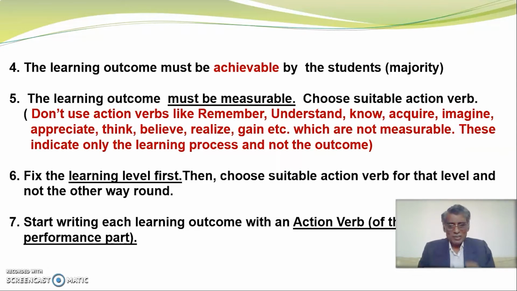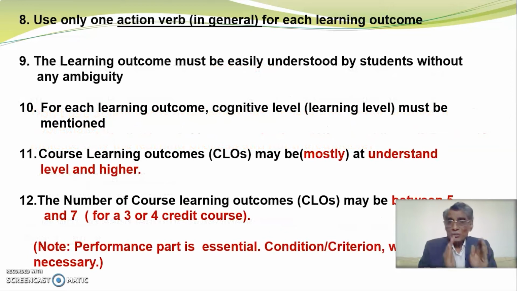Then the seventh one, start writing each learning outcome with an action verb of the performance part. Use only one action verb in general for each learning outcome. That is sufficient. Then the ninth one, the learning outcome must be easily understood by the students without any ambiguity. Simple sentences, not big paragraphs. For each learning outcome, the cognitive level must be mentioned.